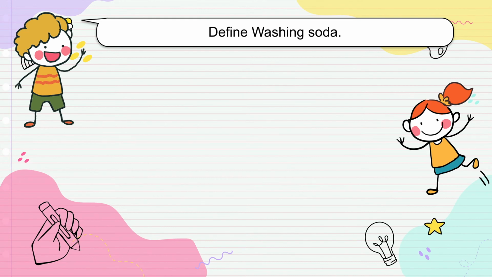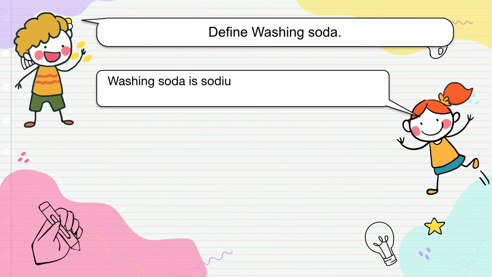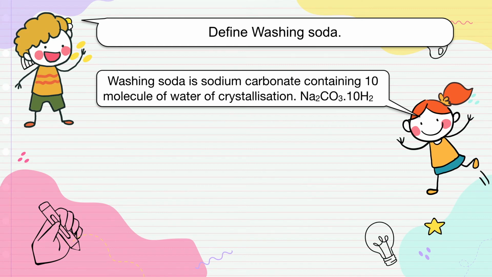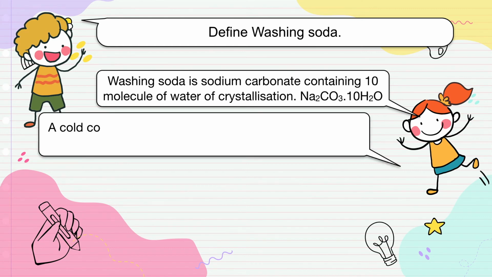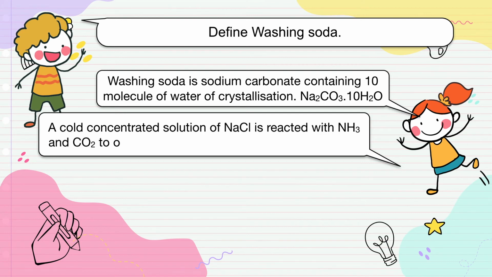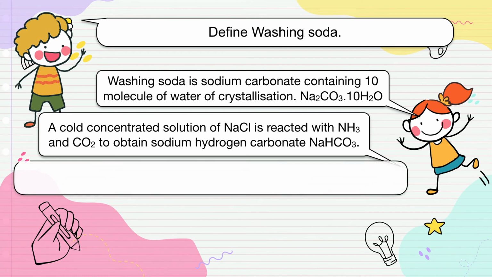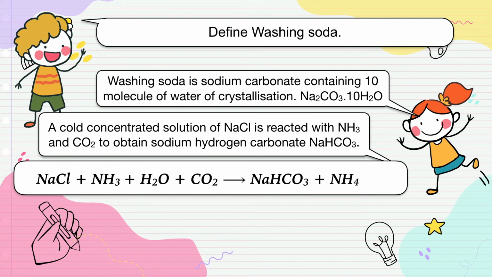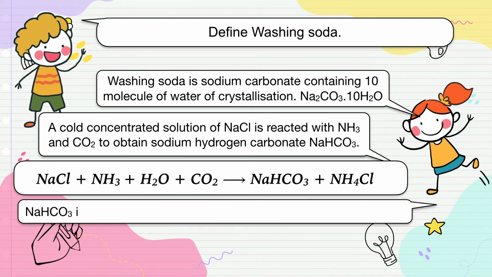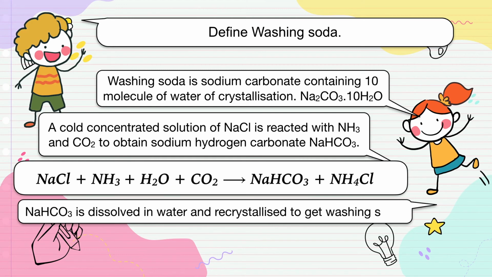Define washing soda. Washing soda is sodium carbonate containing 10 molecules of water of crystallization. A cold concentrated solution of sodium chloride is reacted with ammonia and carbon dioxide to obtain sodium hydrogen carbonate. Sodium hydrogen carbonate is dissolved in water and recrystallized to get washing soda.